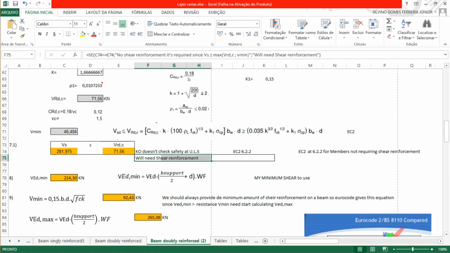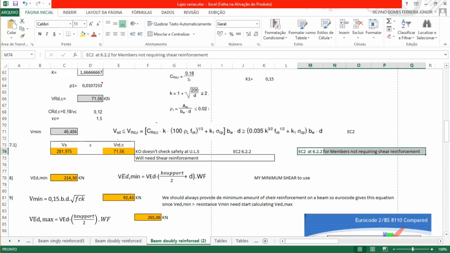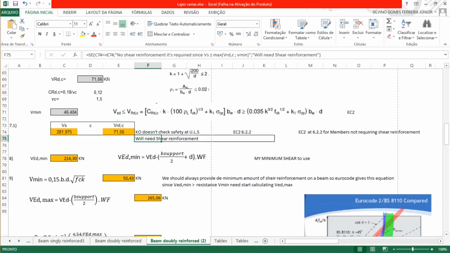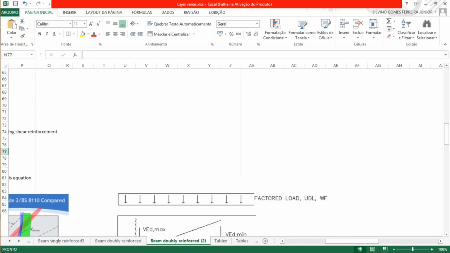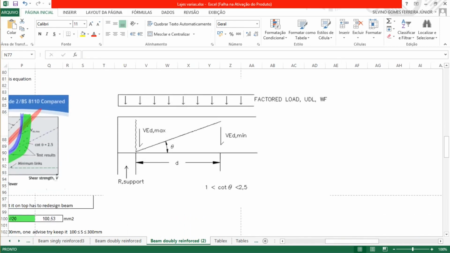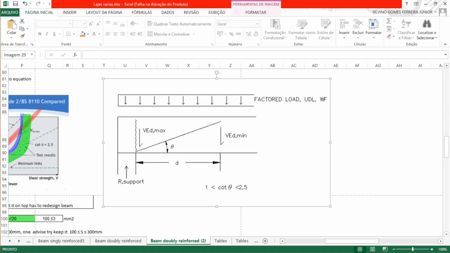We need shear reinforcement. So this, from Eurocode 2 for members not requiring shear reinforcement, it will mean that in this case we need shear reinforcement. And for this shear reinforcement, we can see here near the support, we're going to do it from a distance of D from the face of the support, a distance of D, the effective depth.